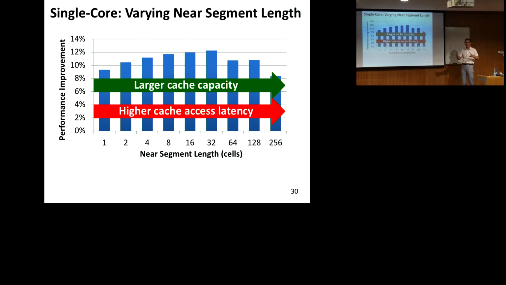So why is one good? The reason you get benefit from this is you get bank conflicts, right? If you actually have a lot of bank conflicts, having one more row that has short latency reduces the latency of your bank conflicts.